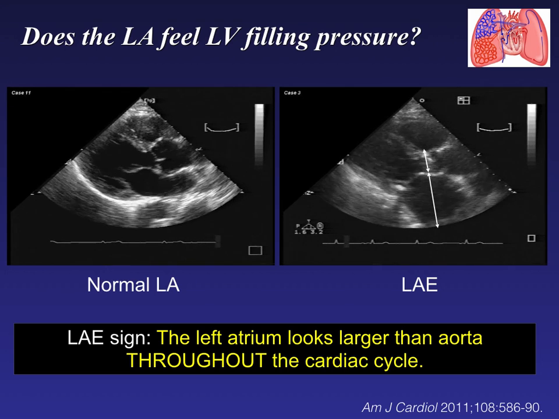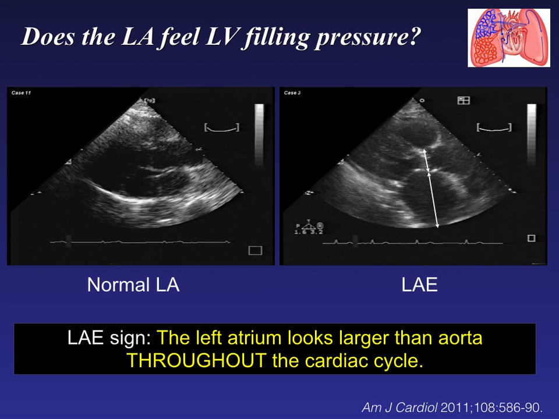Okay, working backward in clue, we then ask the question, does the left atrium feel the left ventricular filling pressure? On the left, you have a normal left atrium, and on the right, you have left atrial enlargement. The left atrial enlargement sign is when the left atrium looks larger than the aorta throughout the cardiac cycle.